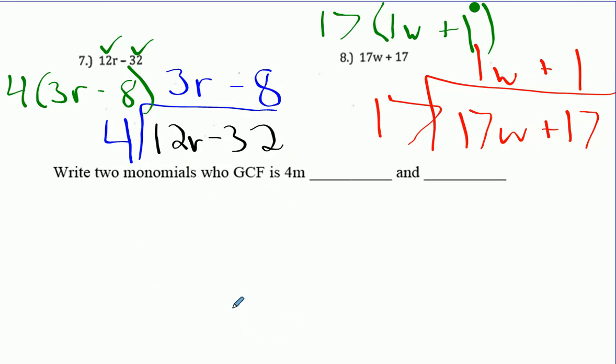This final one's kind of an interesting question. It says, write two monomials, so write two things here, where my final GCF would be 4m. So they have to have a 4 in common, and they would have to have an m in common. So if you can think about two expressions that would have a 4 in common and an m in common. So it's kind of an interesting think question. You can definitely think of more than one. There are a lot of answers to that one. So think about it. Come back and I'll go over some ones that would work.